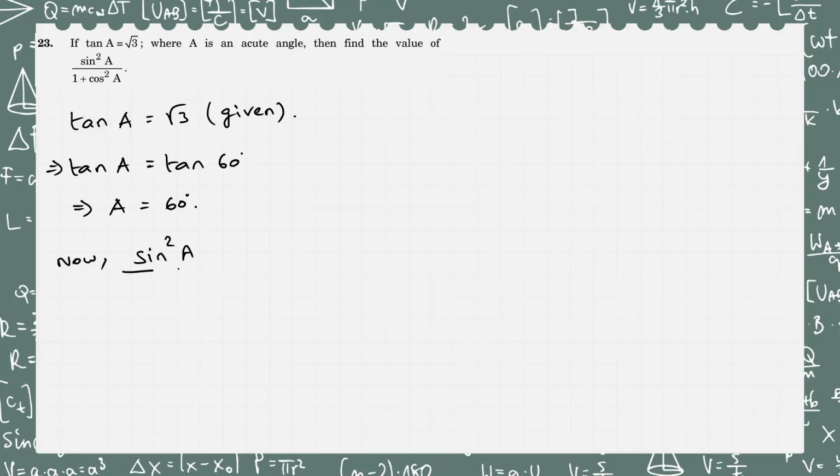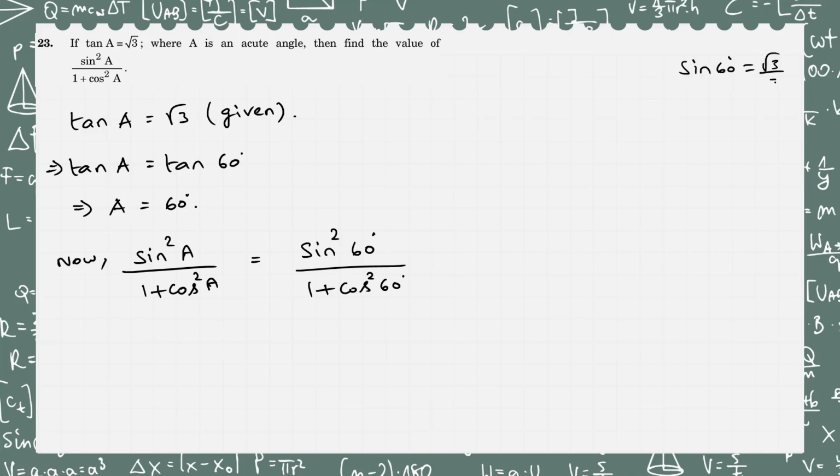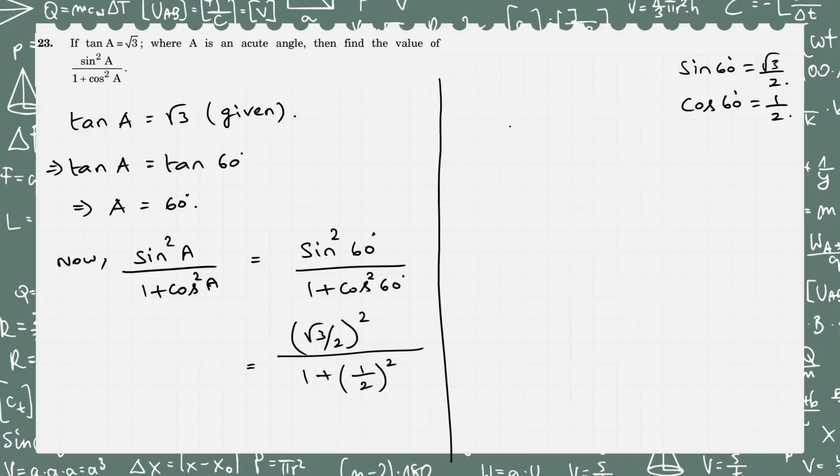Sine square A by 1 plus cos square A's value will now be equal to sine square 60 degree divided by 1 plus cos square 60 degree, and the value of sine 60 degree is root 3 by 2, and the value of cos 60 degree is 1 by 2, right? So this will be root 3 by 2 to the power 2, because sine 60 is root 3 by 2. Here we have sine square 60. So here this will be 1 plus 1 by 2 whole square, and we need to simplify this further.